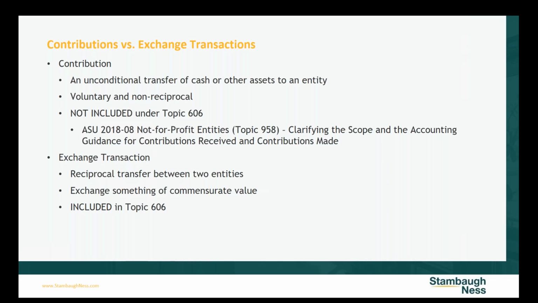Those are true contributions. I will point out that here in 2018, just a few months ago, there was another accounting standard update that came out for nonprofits. It's topic 958, and this is all about clarifying contributions received and made. This was essentially in response to the revenue recognition policy coming out in regards to contracts with customers. Then there were questions on how we look at contributions and clarifying the scope of contributions.